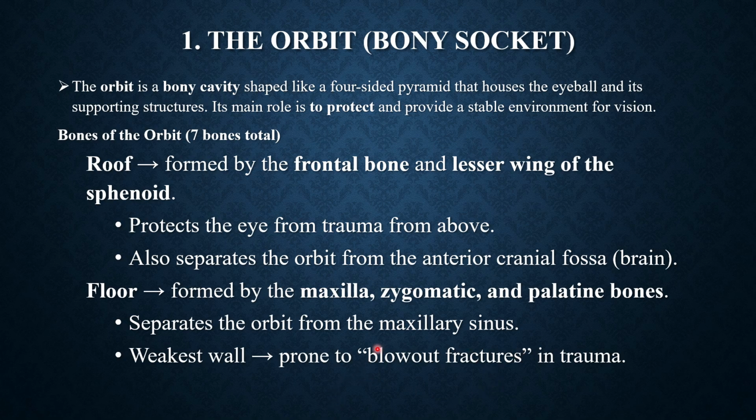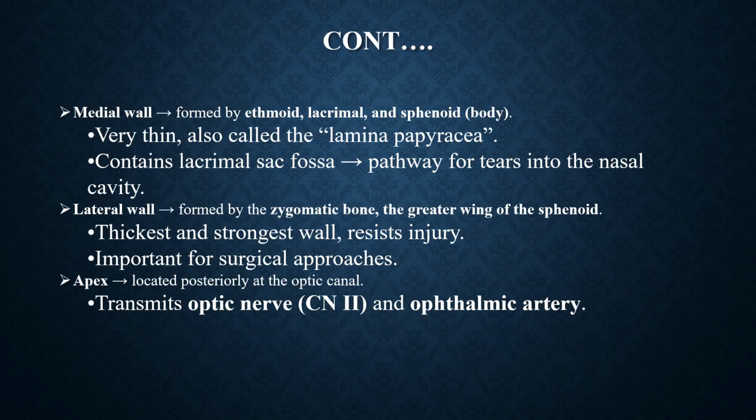It leads to blowout fractures, which lead to protrusion of the eyeball, either outwards or towards other structures, depending on the extent of the injury. The third one is the medial wall, which is formed by the ethmoid, lacrimal, and the sphenoid bones. Very thin, it is also called the lamina papyracea. This medial wall is towards the nose. It contains the lacrimal sac fossa, before tears drain into the nasal cavity.